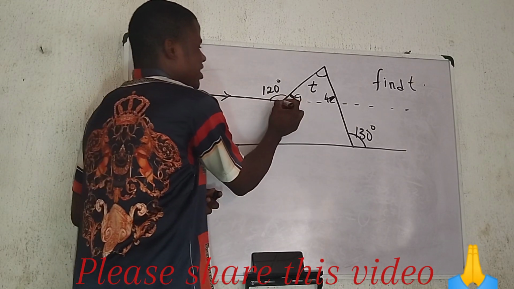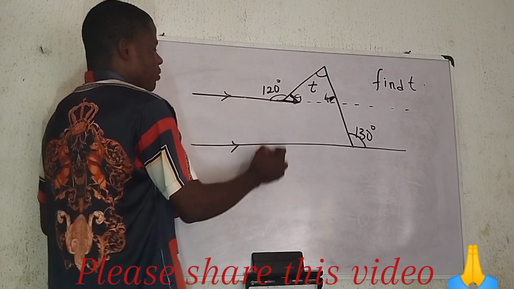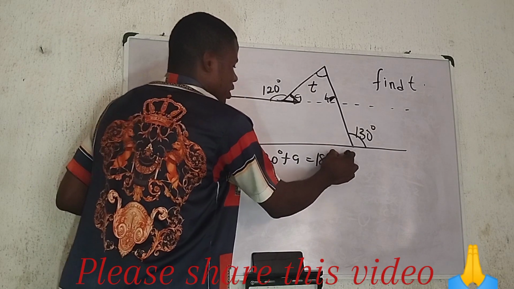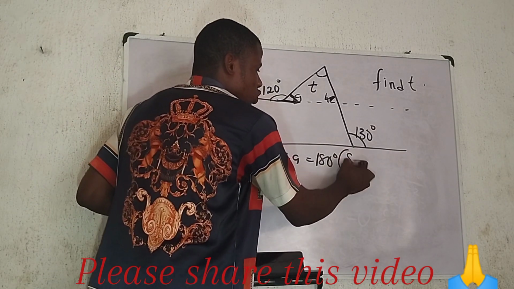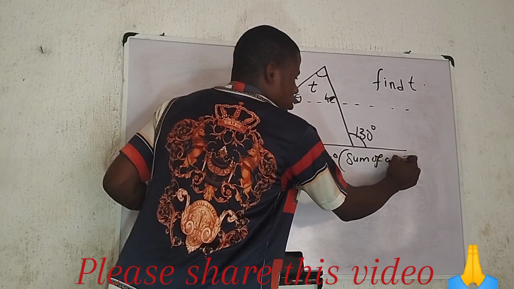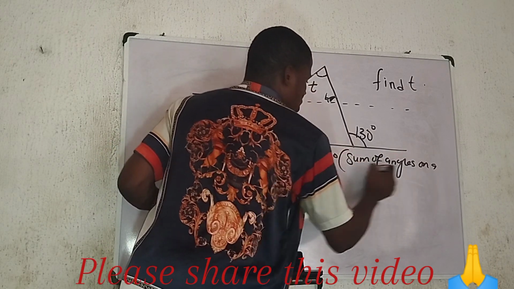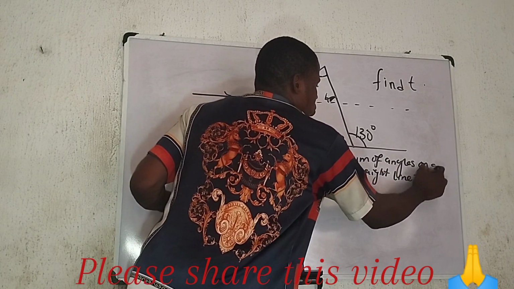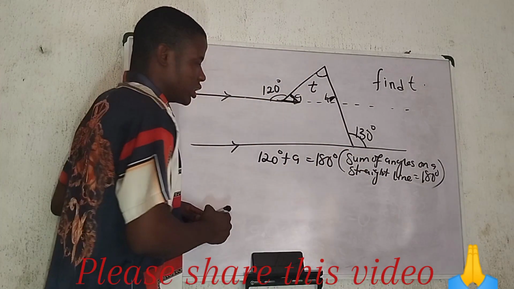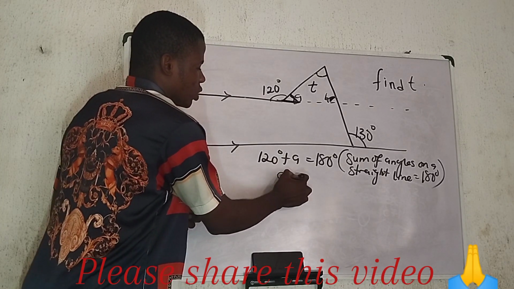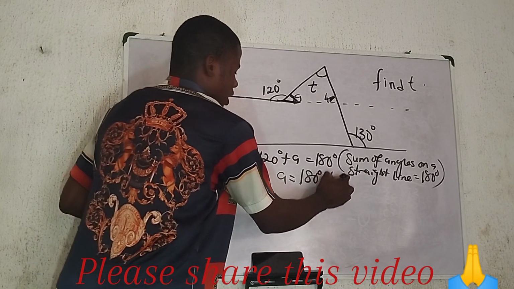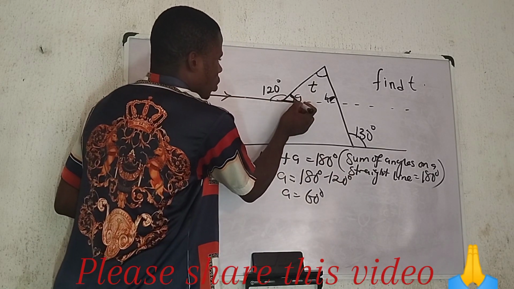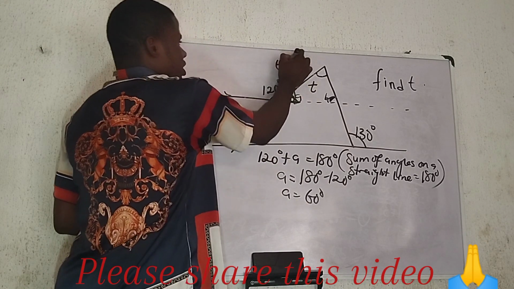Since 120 and A are on a straight line, 120 degrees plus A must give me 180 degrees. Reason: the sum of angles on a straight line is 180 degrees. So if you collect like terms, A equals 180 degrees minus 120 degrees, so A equals 60 degrees. So we have gotten this angle to be 60 degrees. We hold that.